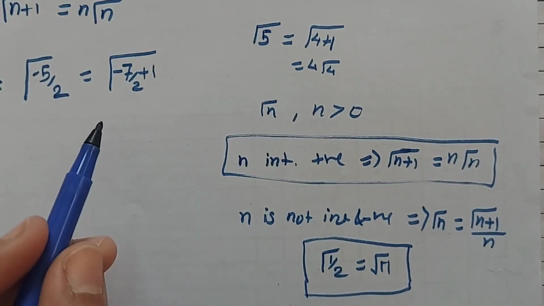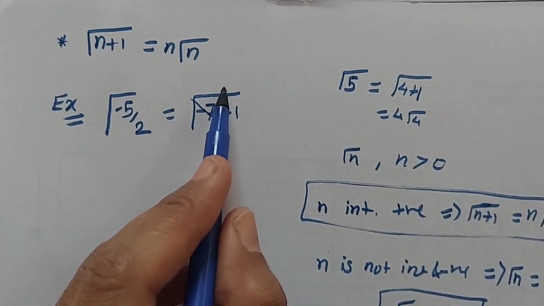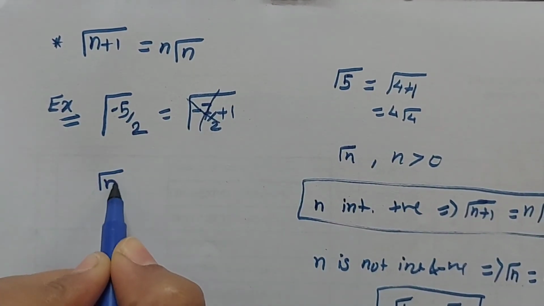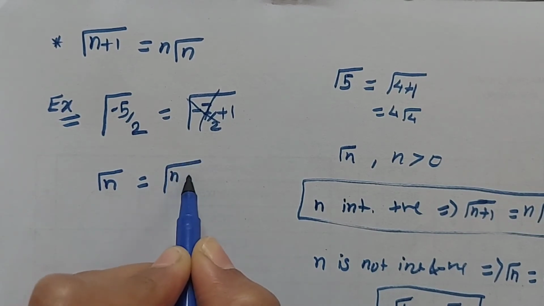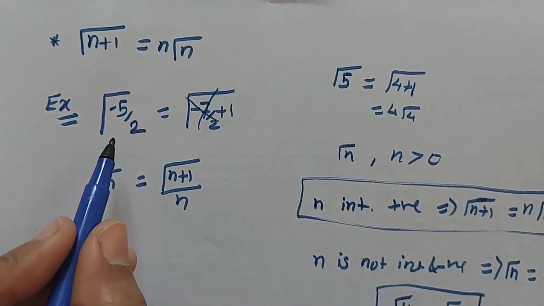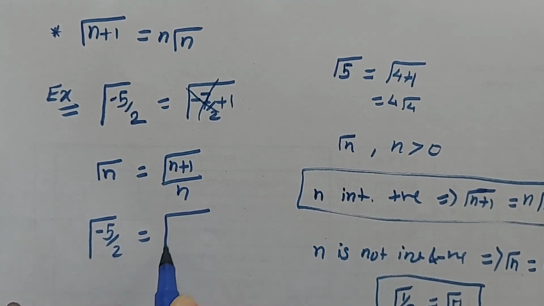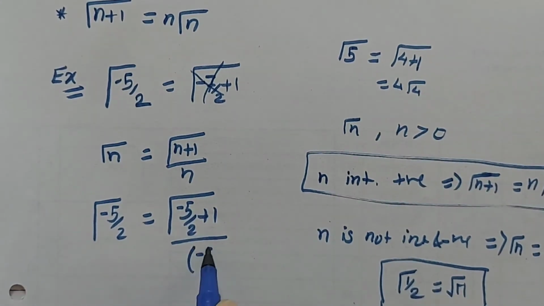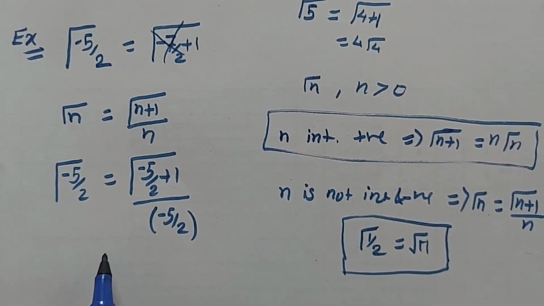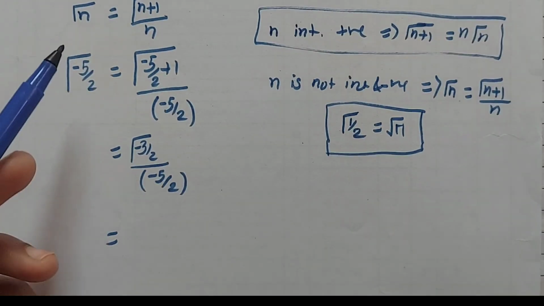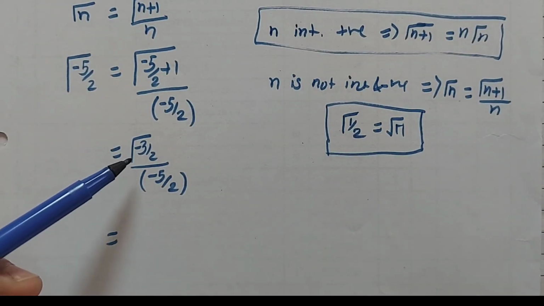Now if we use this property here, gamma of n is equal to gamma of n plus 1 divided by n, and in this term n is our minus 5 by 2, so we write gamma of minus 5 by 2 plus 1 divided by minus 5 by 2. Now add 1, then it is gamma of minus 3 by 2 divided by minus 5 by 2. Again use this same property for gamma of minus 3 by 2.